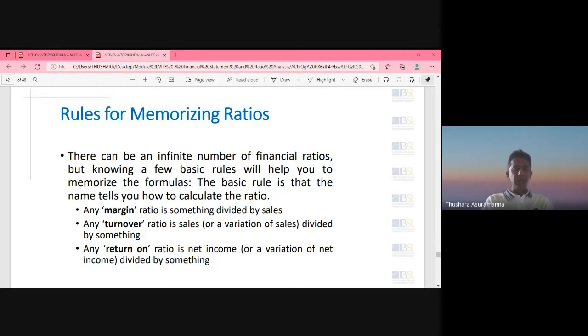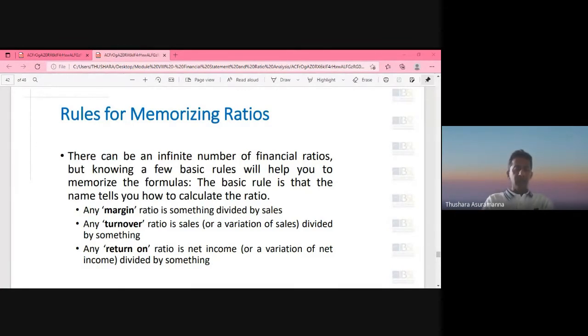So it is very rare that we miss it, because we have everything here. When you say stock turnover, obviously stock should be there, and the other parameter could be sales or whatever variation of sales. That's the second rule. The third rule is the return on ratio: net income or variations of net income divided by something, like return on assets, return on investment, return on equity.